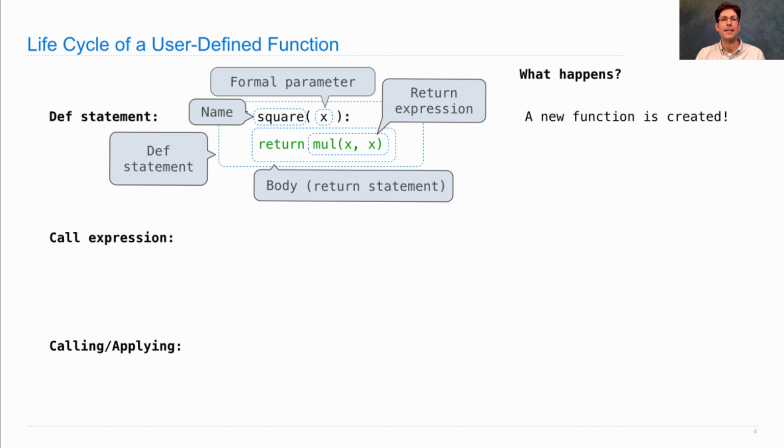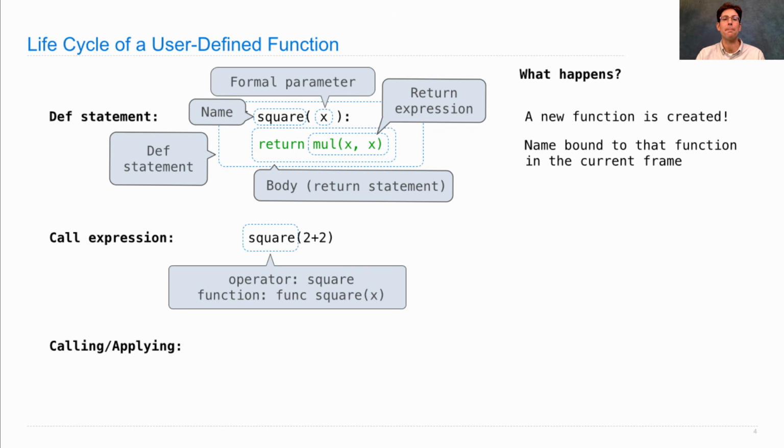When a def statement is executed, a new function is created. The name, which we see here as square, is bound to that function in the current frame. Now, when I've defined this function that squares things, I still haven't actually multiplied anything by anything else, because I haven't called that function yet. That happens with a call expression. So later on in my program, I might say square(2 + 2).